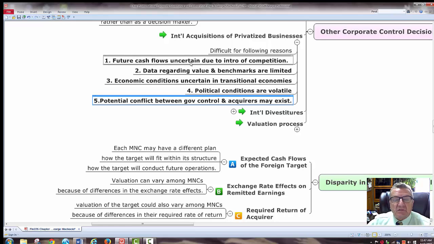Okay, future cash flows are uncertain due to the introduction of competition. International privatization: data regarding value and benchmarks is limited. The governments were always doing well. Political conditions are vital.